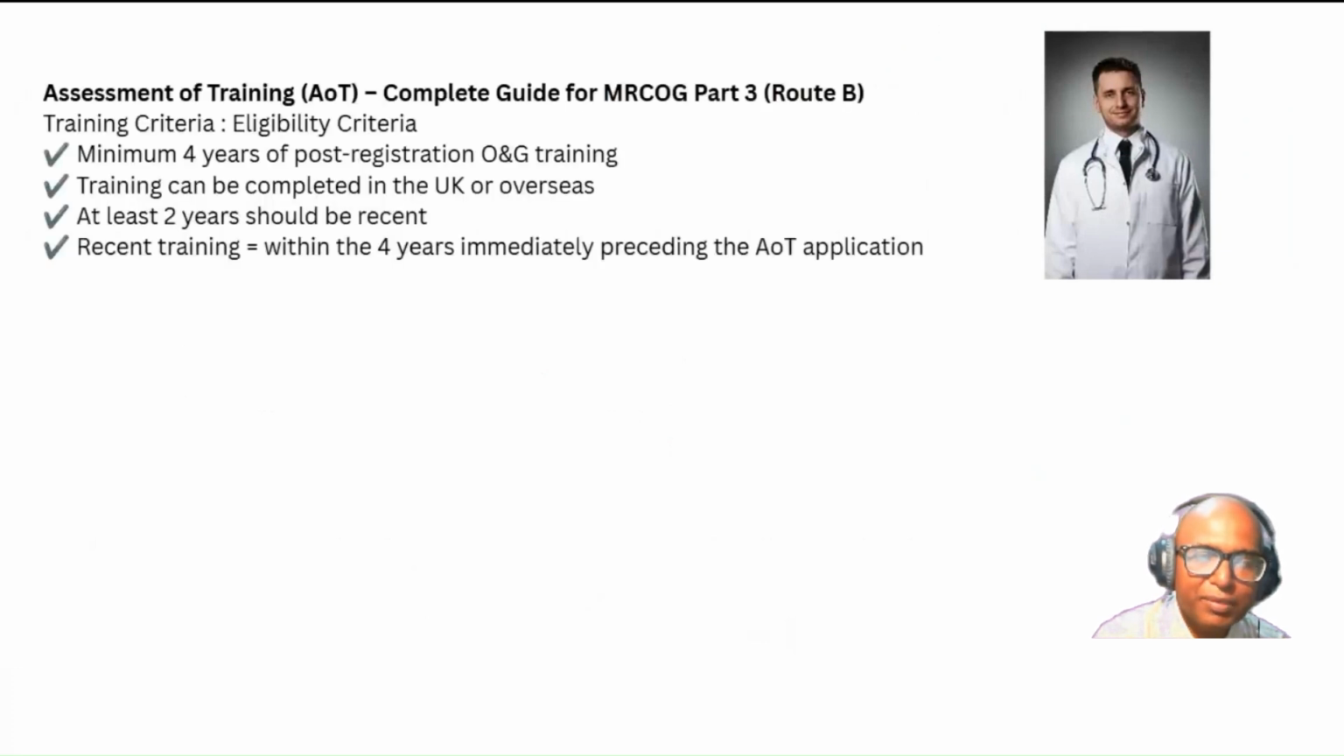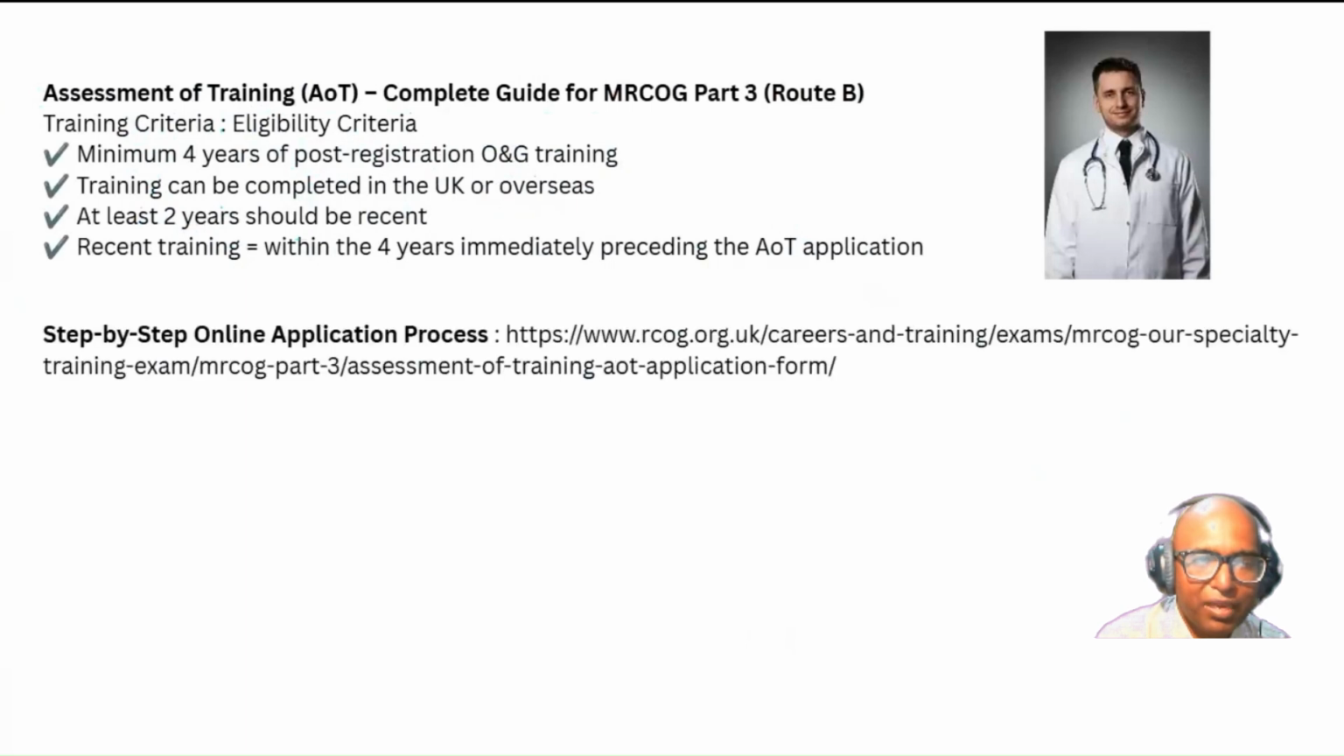So what are the eligibility criteria or the training criteria for the RCOG? So eligibility criteria is minimum 4 years of post-registration obstetrics and gynecology training is required. Okay, so training can be completed in the UK or it may be in the overseas also. At least 2 years of training should be recent. It means that out of 4 years, the 2 years should be within the last 4 years immediately preceding the AoT application. Okay, so this is the most important thing. Once you have completed your post-registration 4 years of training in obstetrics and gynecology and you have passed your part 1 of MRCOG, you will be able to apply for AoT.